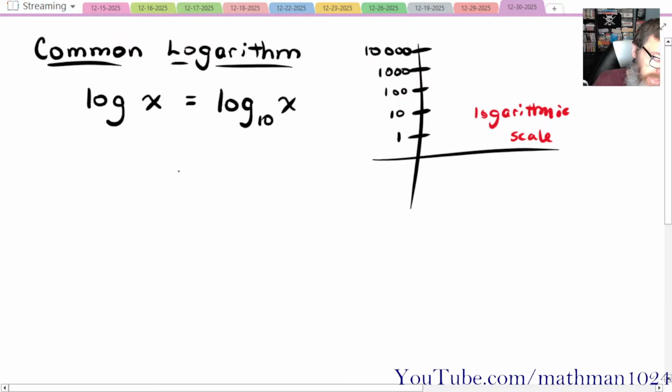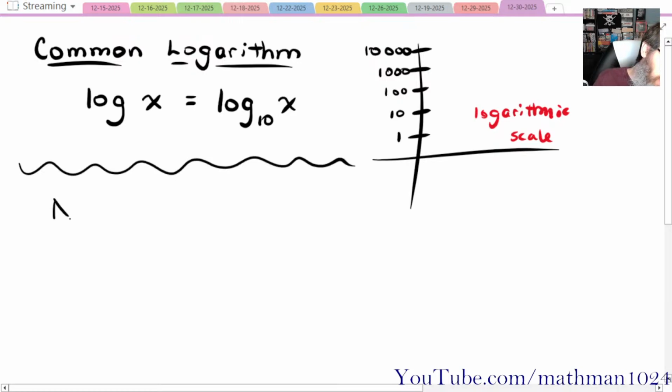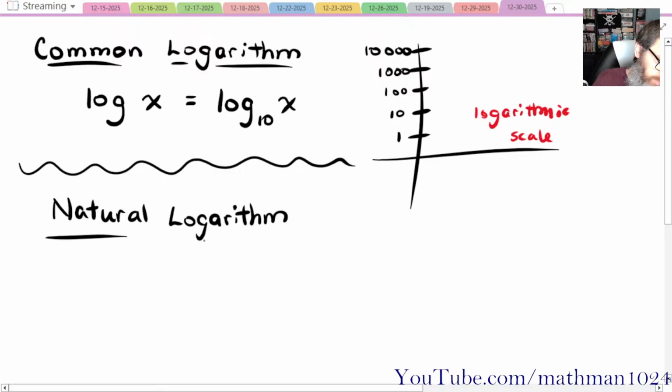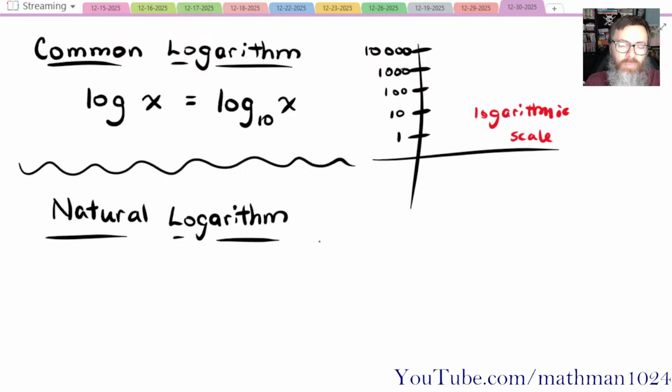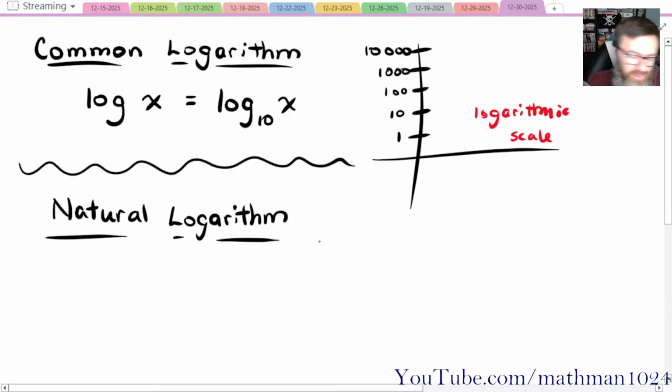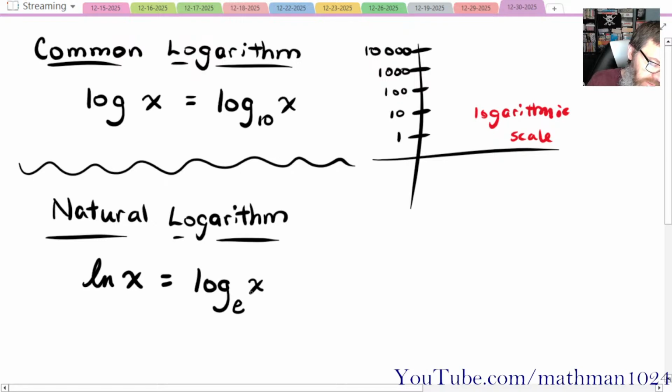Again, we see this one a lot in math and science. And then we have the natural log, or the natural logarithm. For the natural logarithm, you're going to see it written as two letters, L and N. Whenever I write the natural logarithm, I use a cursive L and N like this. So natural log x. And with a natural logarithm, we're talking about log base e of x.